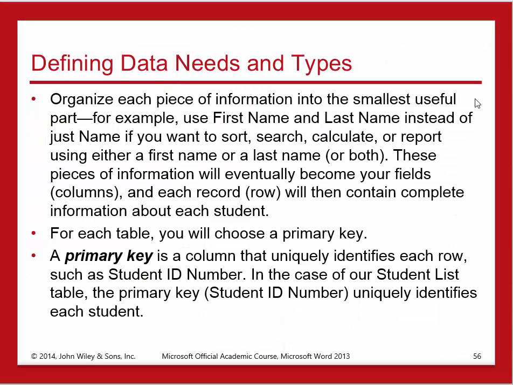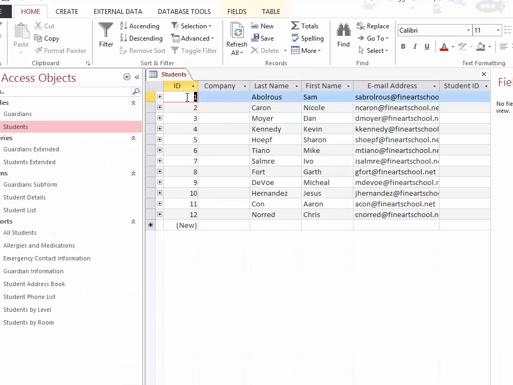For each table, you will also have a primary key, which is a column that uniquely identifies each row. So in a student database, a good field that might be used as primary key might be your ID or your student ID number. That is because that is something that no two students would have the same. Whereas if you tried to use last name or first name, you might have many students that have the same name, but none of your students should have the same ID number. And the primary key has to be something that none of your records are going to have the same.